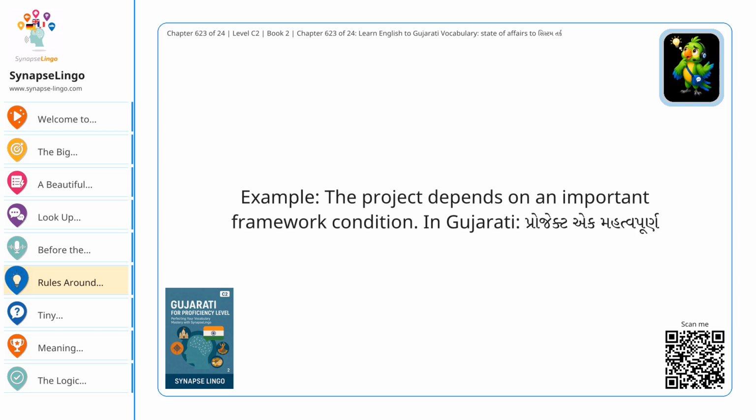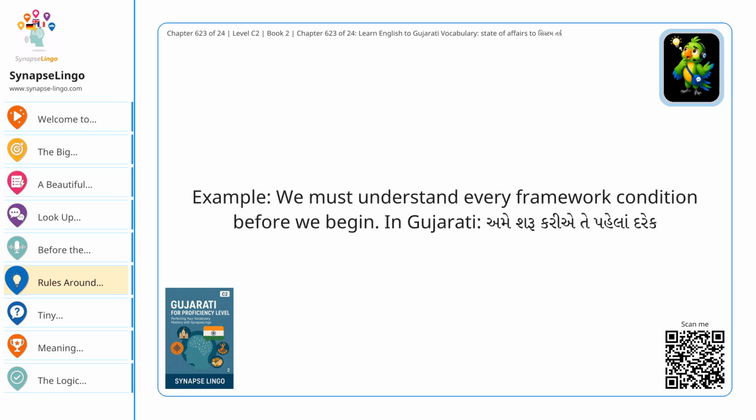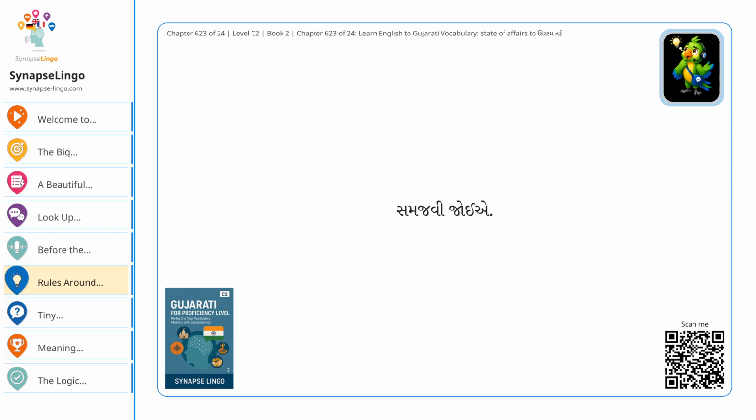Example. The project depends on an important framework condition. In Gujarati, Projekta Eka Mahatvaparna રાહત શરત Para Adhara Raki Che. Example. We must understand every framework condition before we begin. In Gujarati, Aim Saru Kari Te Pahelam Darika રાહત શરત Samajavi Jwa.